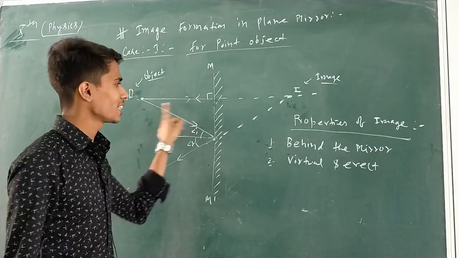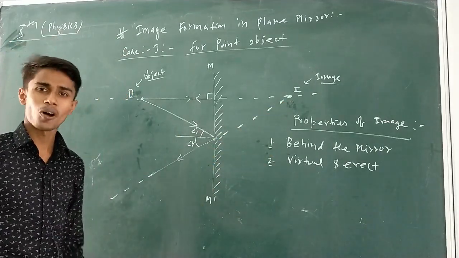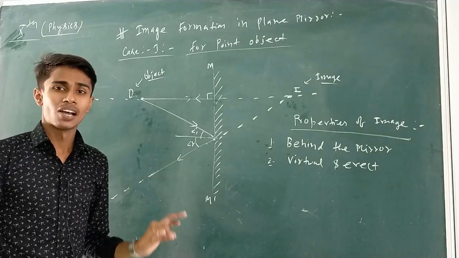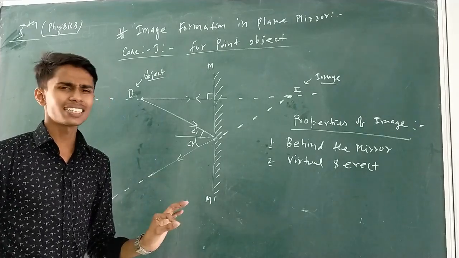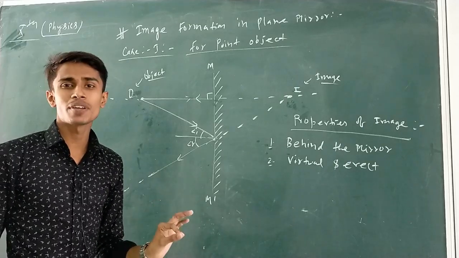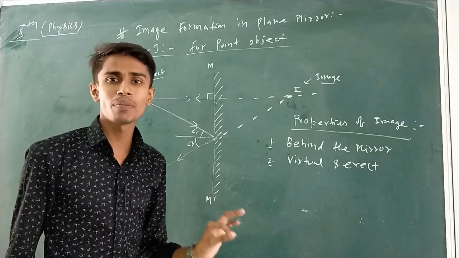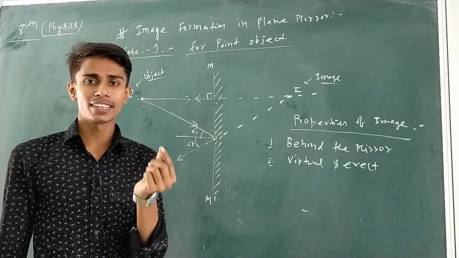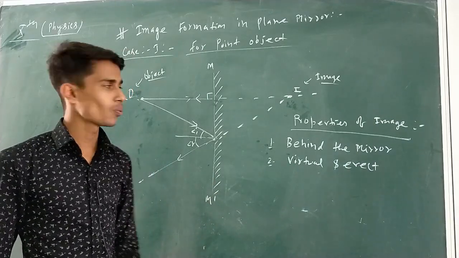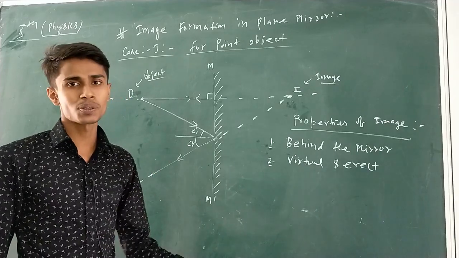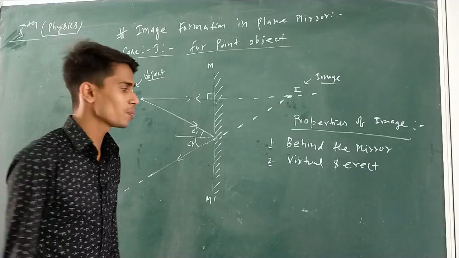The object is also point size, the image is also point size. Always in case of plane mirror, always the size of image is same as the size of object. Okay now? And thus the magnification produced by plane mirror is +1. The plus symbol indicates virtual and direct image, and the magnitude 1 represents the size of image same as the size of object. What is the third property? What could be the third property of image formed in plane mirror?